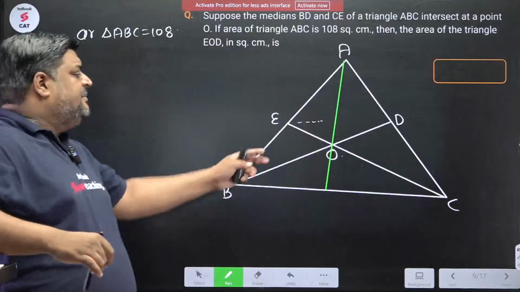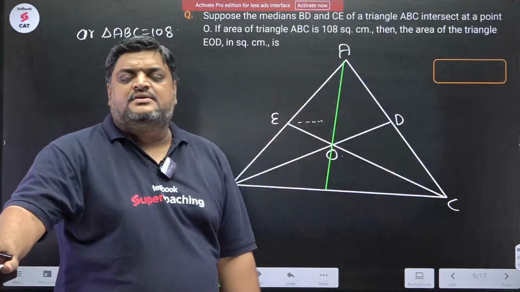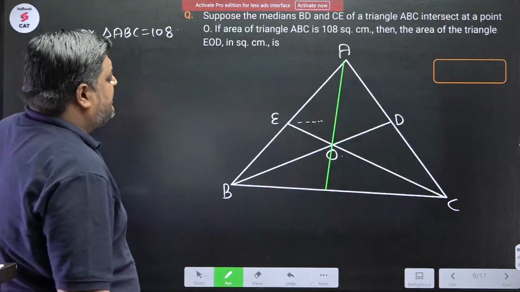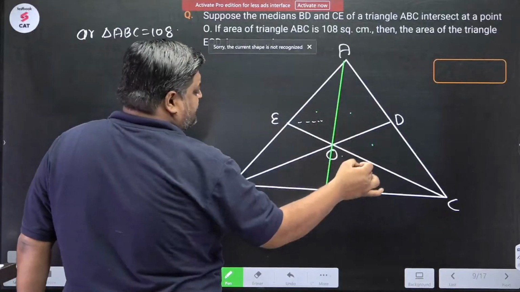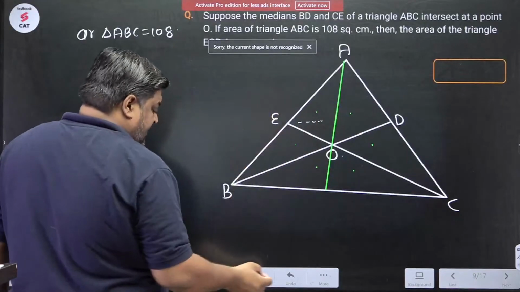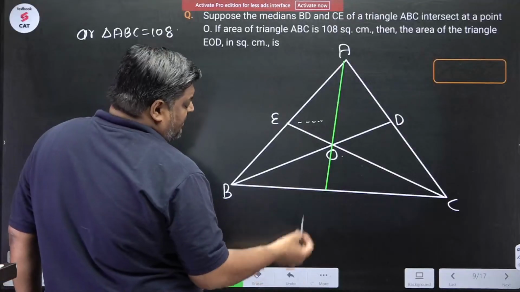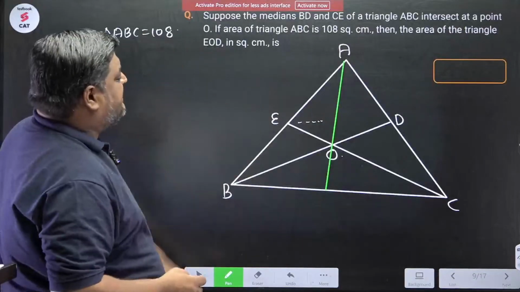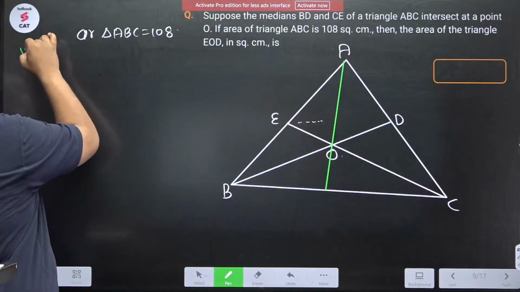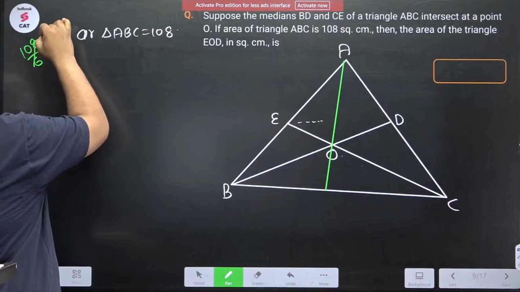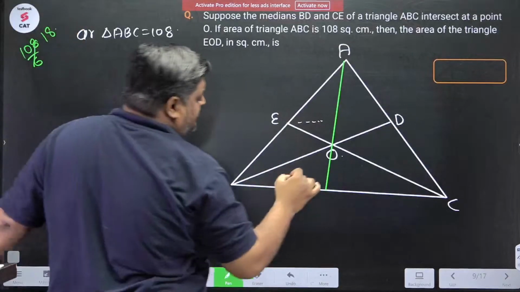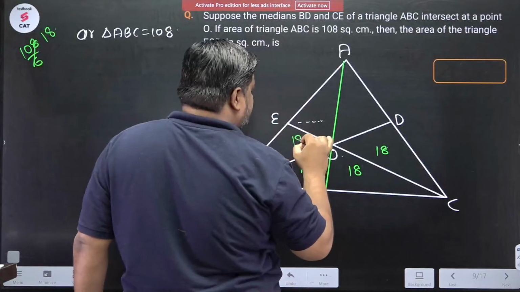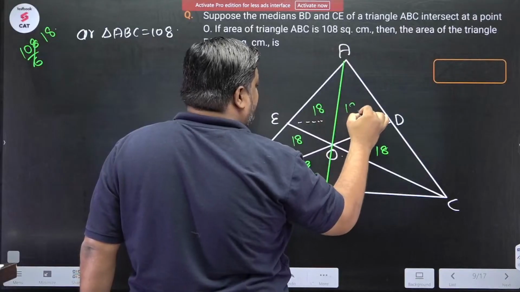so the three medians divide the entire triangle into six smaller triangles having equal areas, है या ना? एक, दो, तीन, चार, पांच, छह, these are six smaller triangles having equal areas, right? 108 divided by 6, each one of them is 18. This is 18, this is 18, this is 18, this is 18, and these two are 18.